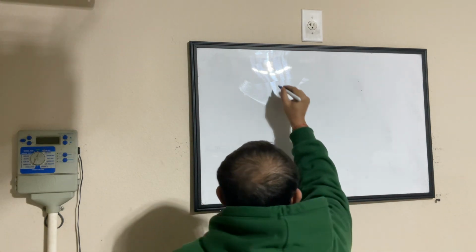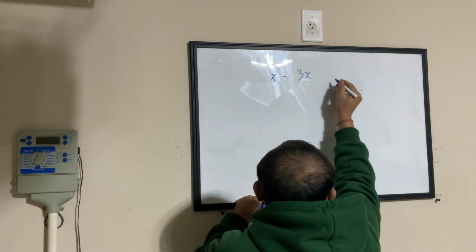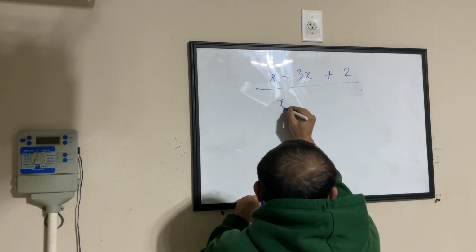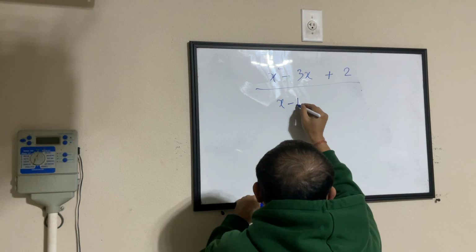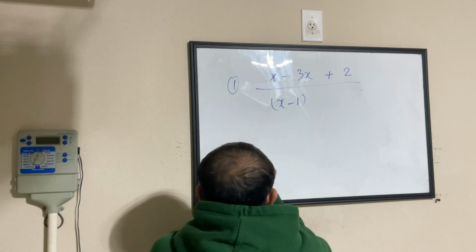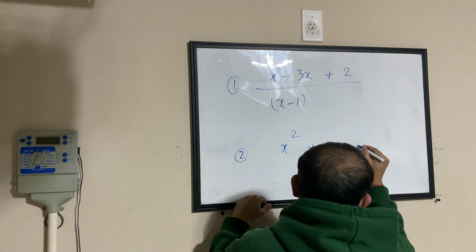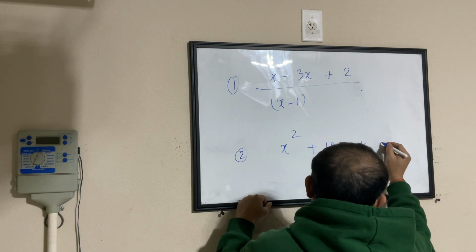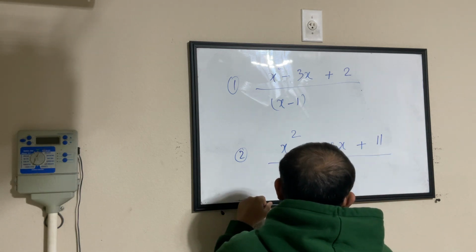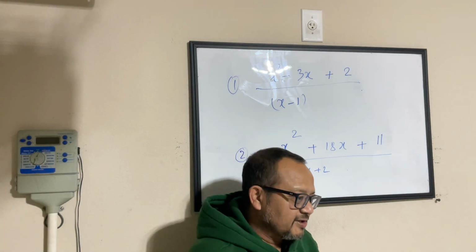Now let's look at this. Let's say I have x squared minus 3x plus 2 divided by x minus 1. This is one. I want you to simplify it. And the second one is... Okay, you only have 5 minutes for solving this so that we can do more.